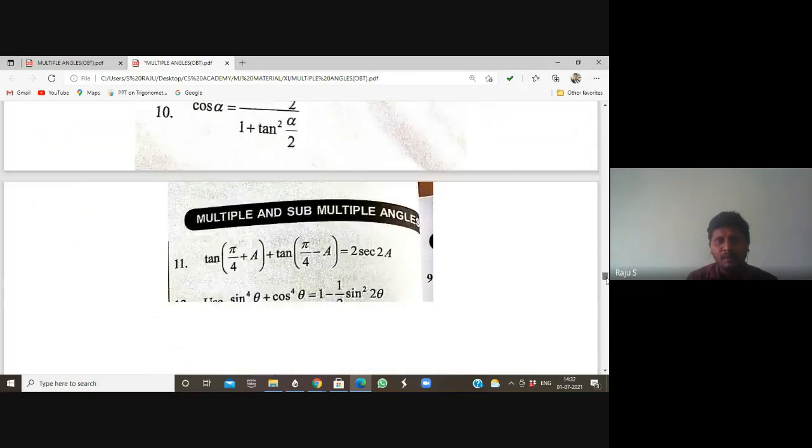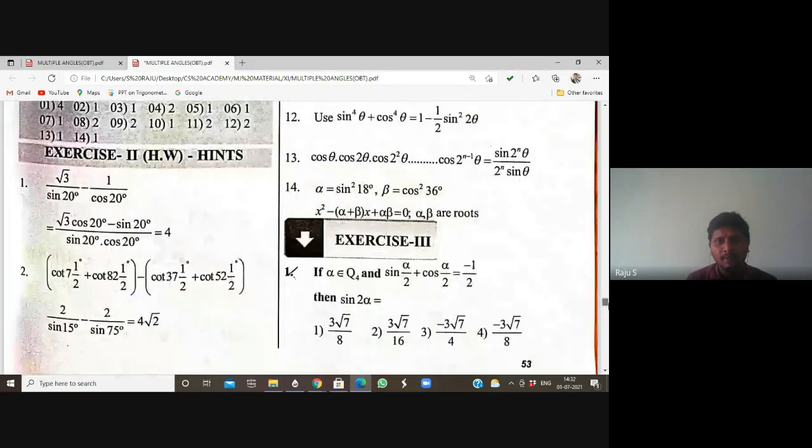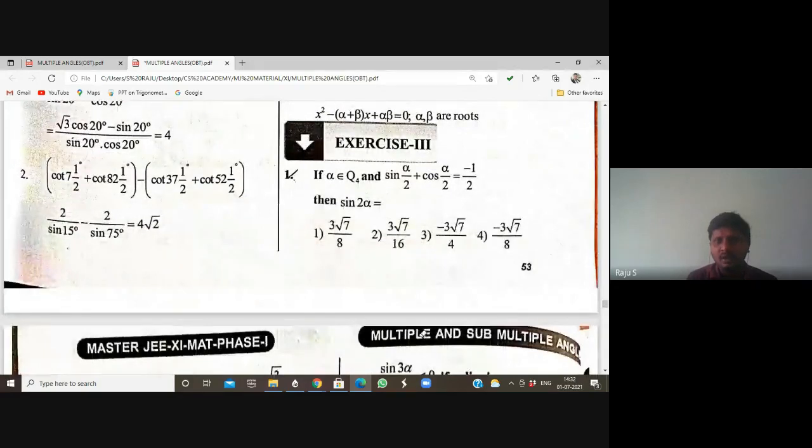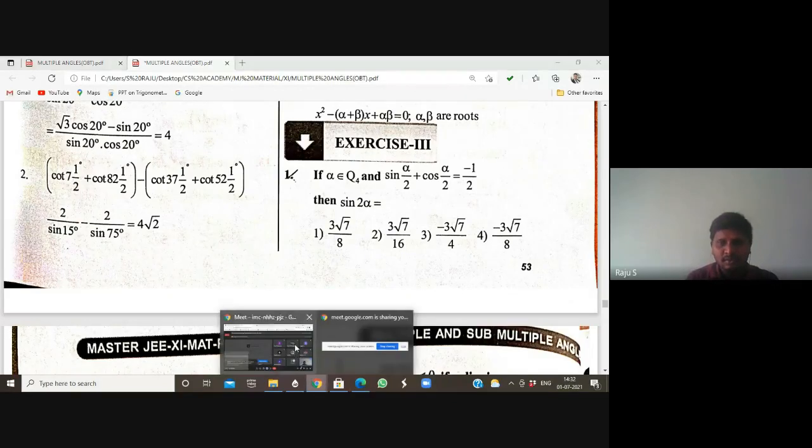Now let's go for the third exercise. All of you try this question, it is very easy. First question: sin alpha by 2 plus cos alpha by 2 is equal to minus 1 by 2. Then what is sine alpha? All of you try to do this.